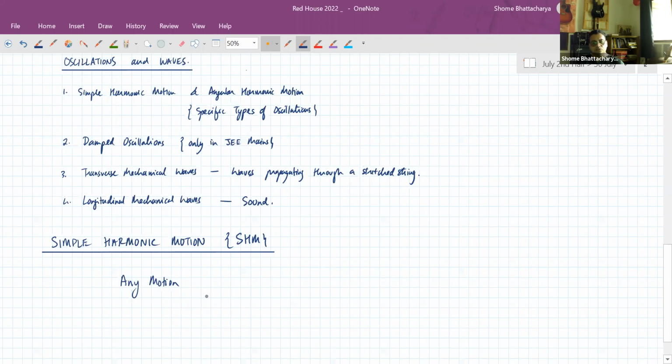Thinking in the context of that, any motion can be divided broadly into two categories based on whether it has a tendency to repeat itself. Repetitive motion is called periodic motion. If a motion repeats itself with a definite time period, then we call it periodic. Whereas if it does not have any such repetitiveness, or any order in which it repeats itself in a definite cycle, then it is called non-periodic motion.